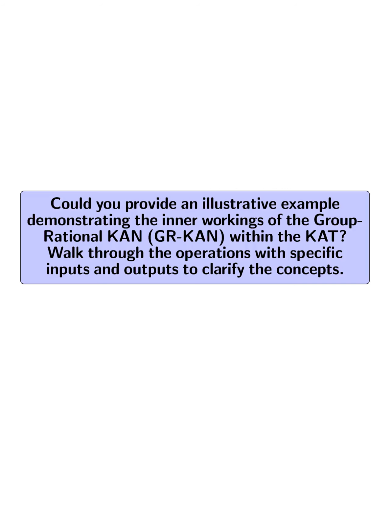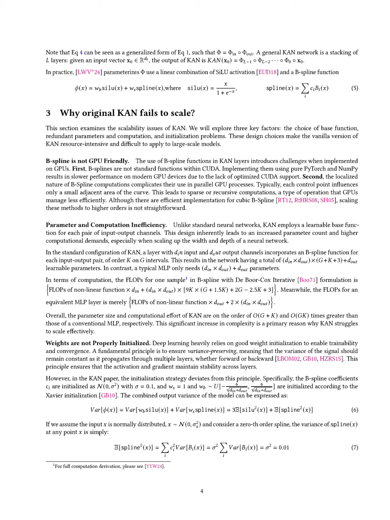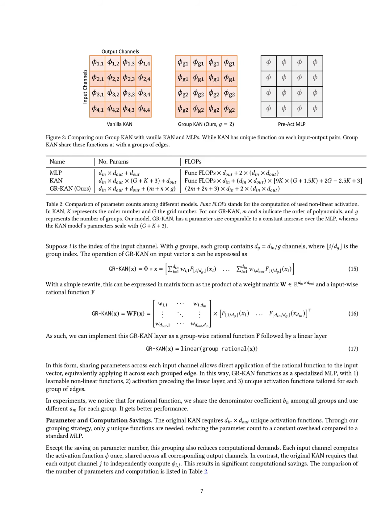Could you provide an illustrative example demonstrating the inner workings of the Group Rational KAN, GR-KAN, within the CAT? Walk through the operations with specific inputs and outputs to clarify the concepts. The Group Rational KAN, GR-KAN, operates by sharing parameters among groups of input channels, which enhances computational efficiency. For instance, consider an input vector, x, with dimensions d_in equals 8 and d_out equals 4. If we divide the input channels into g equals 2 groups, each group will contain d_g equals 4 channels.